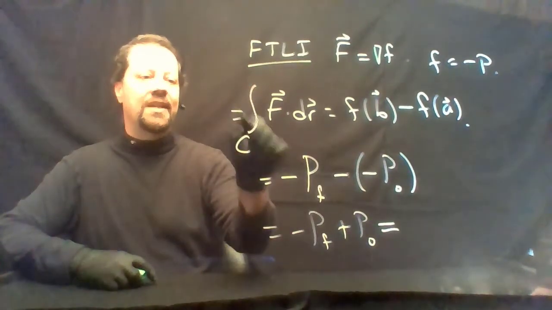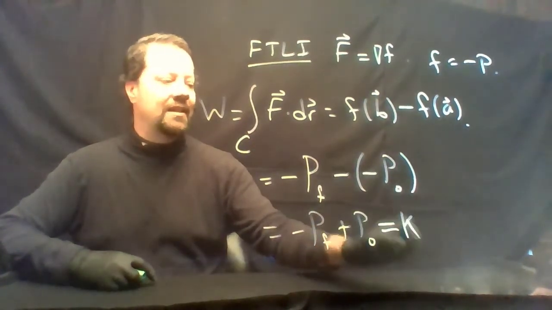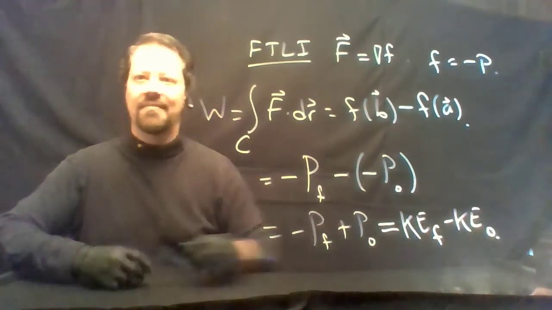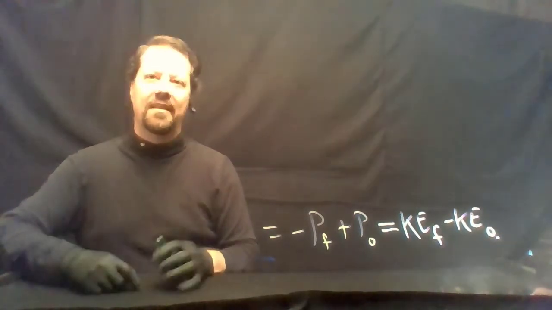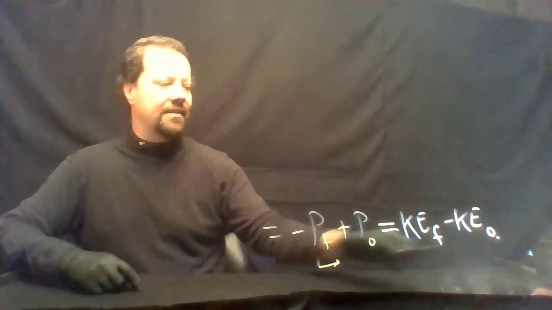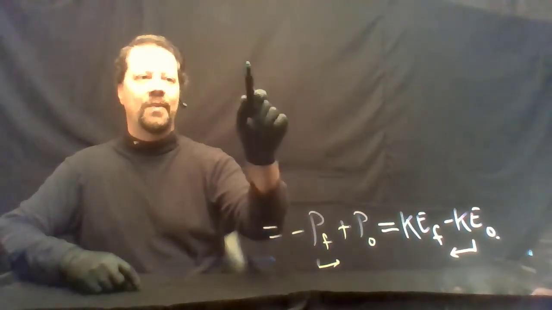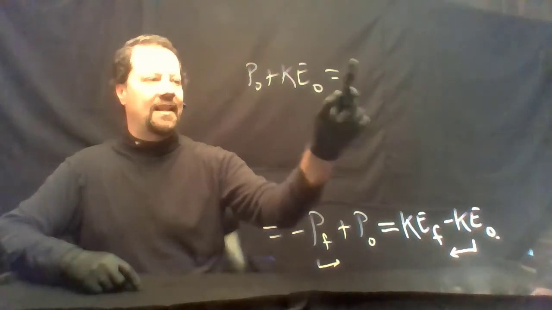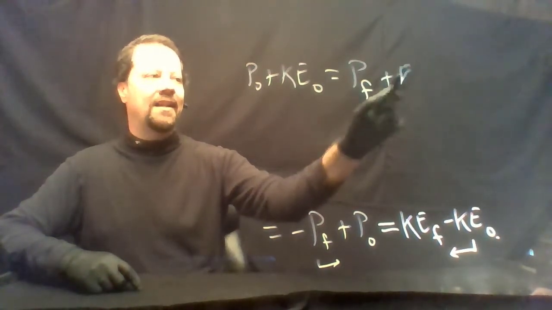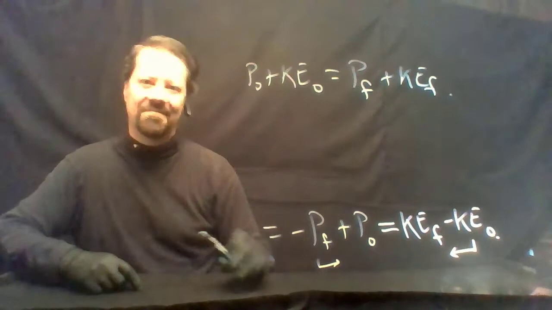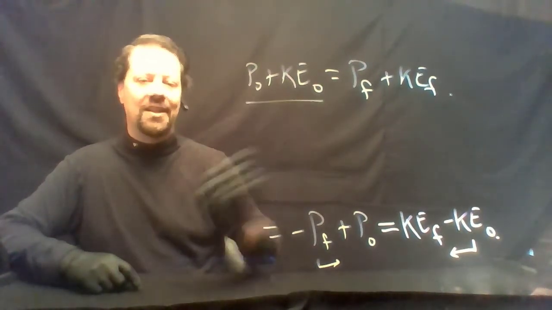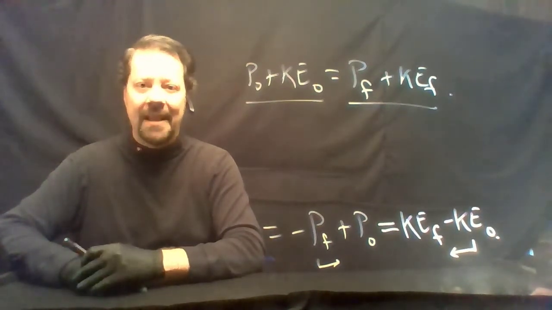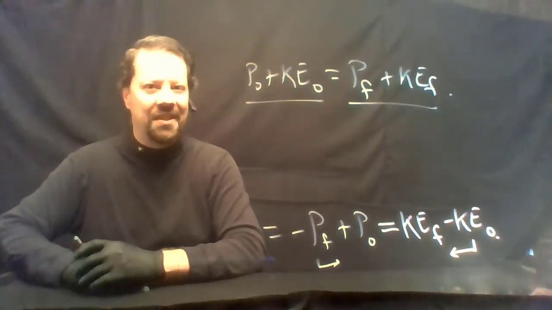But we've also seen that this work is equal to the kinetic energy final minus the kinetic energy initial. Let's rearrange this equation. Moving the final terms together and the initial terms together, we get potential plus kinetic energy initial equals potential plus kinetic energy final. In other words, the total initial energy is equal to the total final energy, and that is what we mean by conservation of energy.